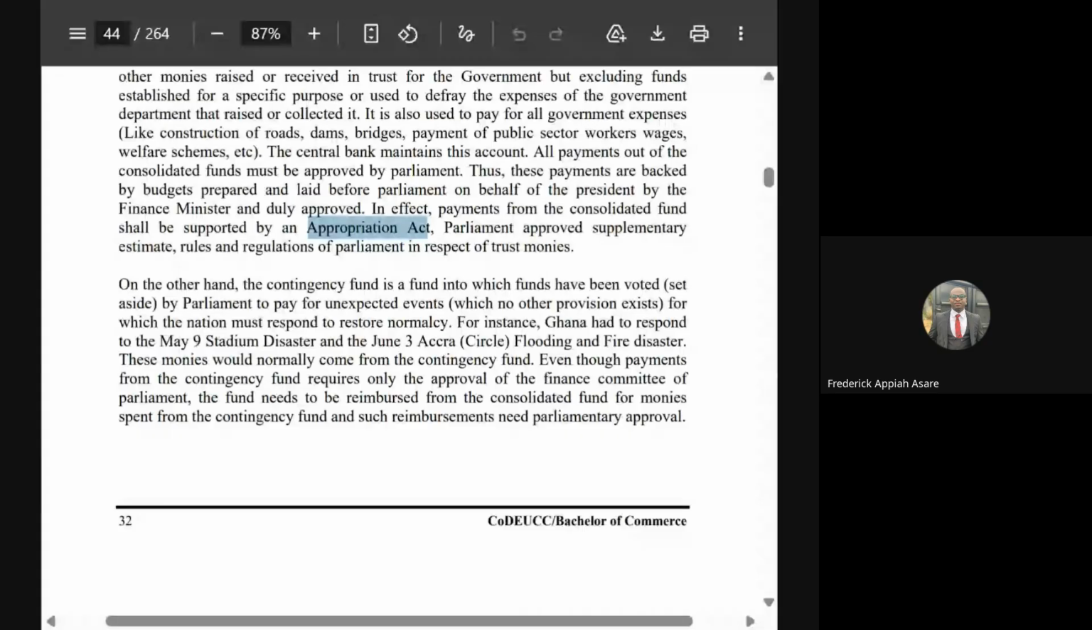Then we have Parliament approved supplementary estimates. So sometimes they will prepare a budget. The Minister of Finance will prepare its budget, but it will get to a point you realize that how the actual expenses are coming, the budget that they set will not be enough. So they have to send a supplementary budget to Parliament for Parliament approval.